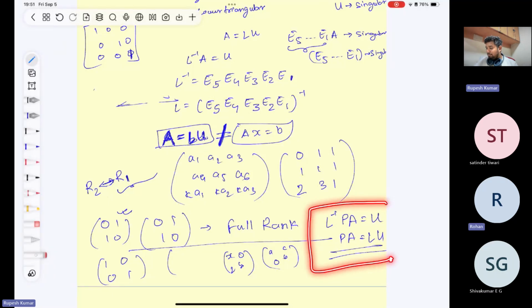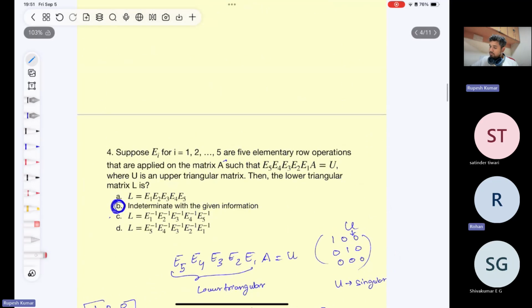L inverse, okay, I got you. P into A is equal to U, where U is an upper triangular matrix. So your argument is that U exists. P is also a product of elementary matrices, yes.